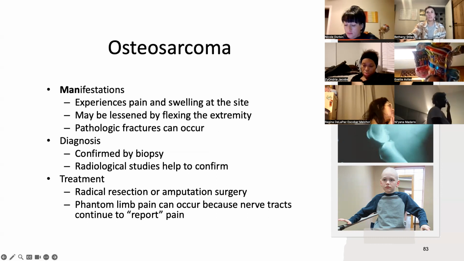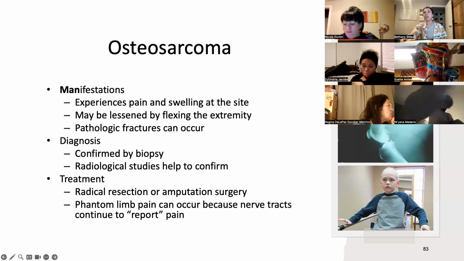They can still have phantom limb pain even after we remove that limb because the nerves are going to continue to report that pain. So if we amputate their left leg below the knee, they might still say that their left foot hurts.